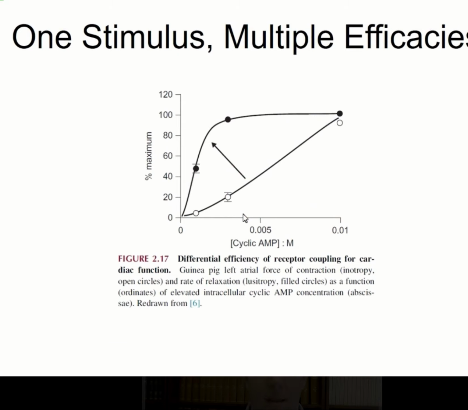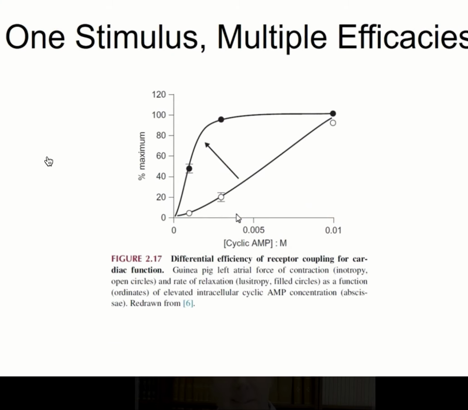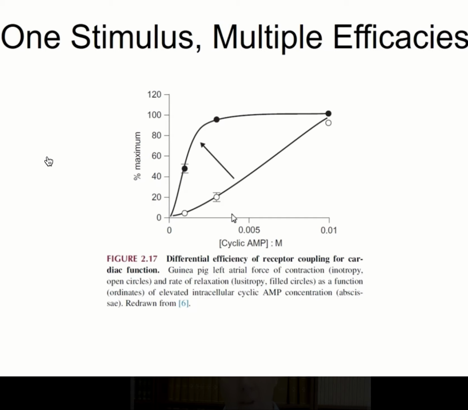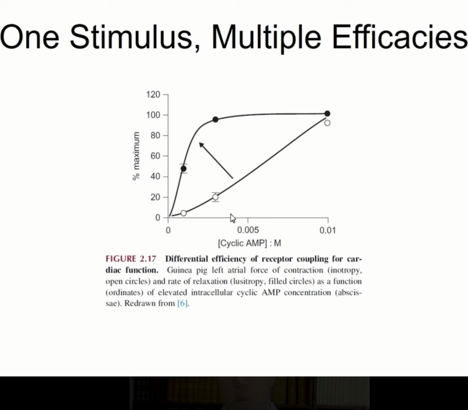To make this even more complicated, one stimulus can have multiple efficacies. Signal cascades can split and branch. And so a stimulus activates one protein. This one protein activates 2 different proteins, kicking off 2 different signal cascades that have very different responses and different efficacies. So in this situation, we have added cyclic AMP to some tissue, and we measure 2 different responses. One of them is force of contraction. One is rate of relaxation of atria of a heart. And so we can see that there are very different response curves for the different responses. But they both came from the same stimulus, the cyclic AMP binding to a single receptor.